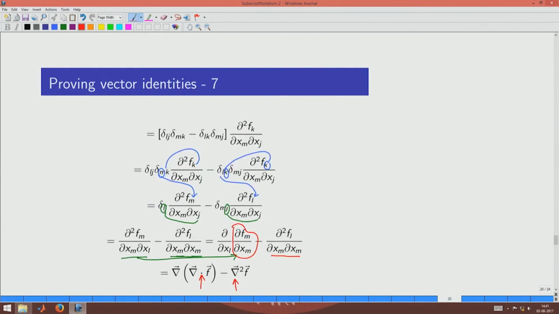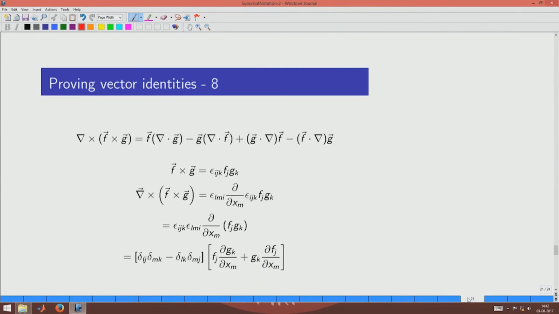So, what are the concepts we have used in this derivation? We have used the concept of what happens when there are 2 epsilons, how that will be used to convert into the Kronecker deltas, and then how a Kronecker delta can be used to replace the subscripts, and how the order of differentiation can be used to swap the indices, and then how we can sum it up with the operators that we have defined earlier. So, the vector identity derivation can be quite simple using the subscript notation.